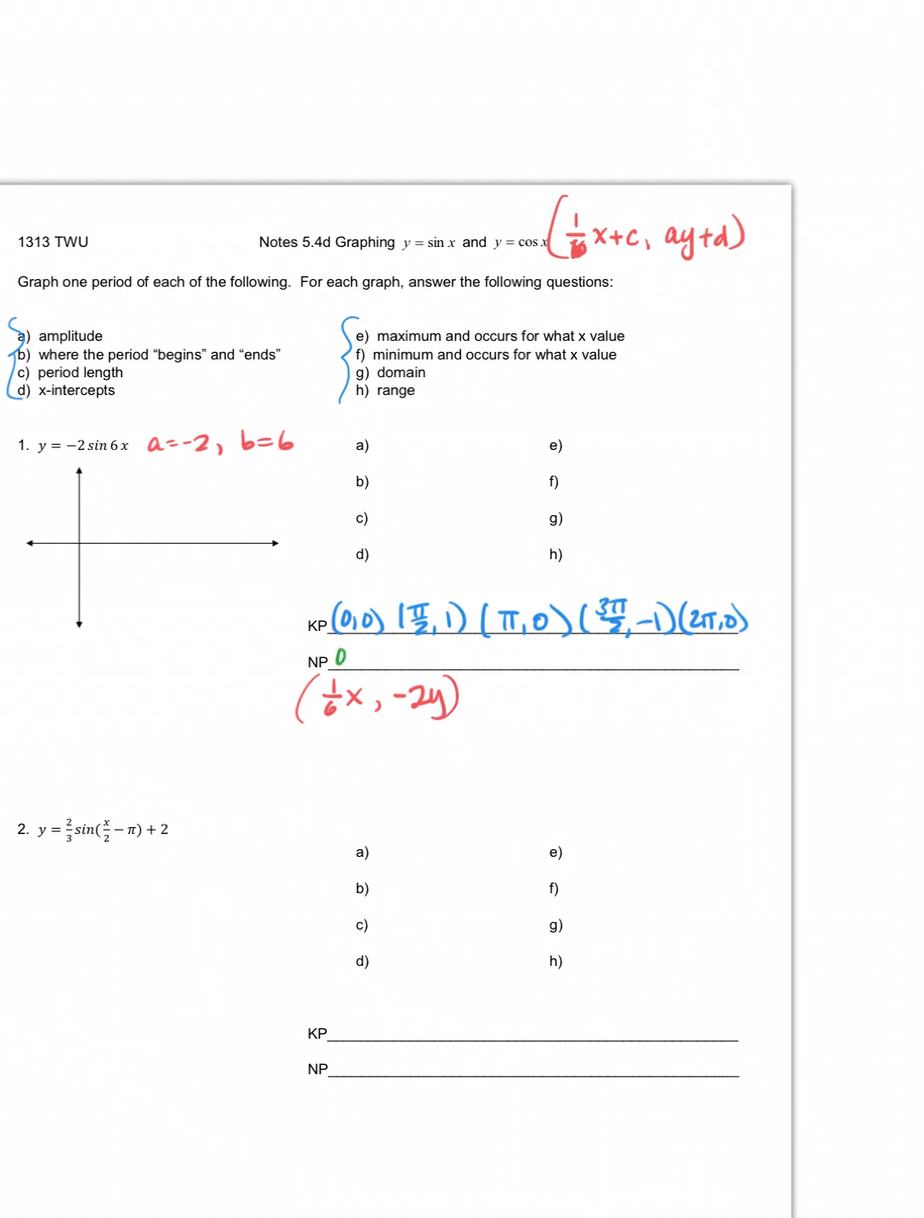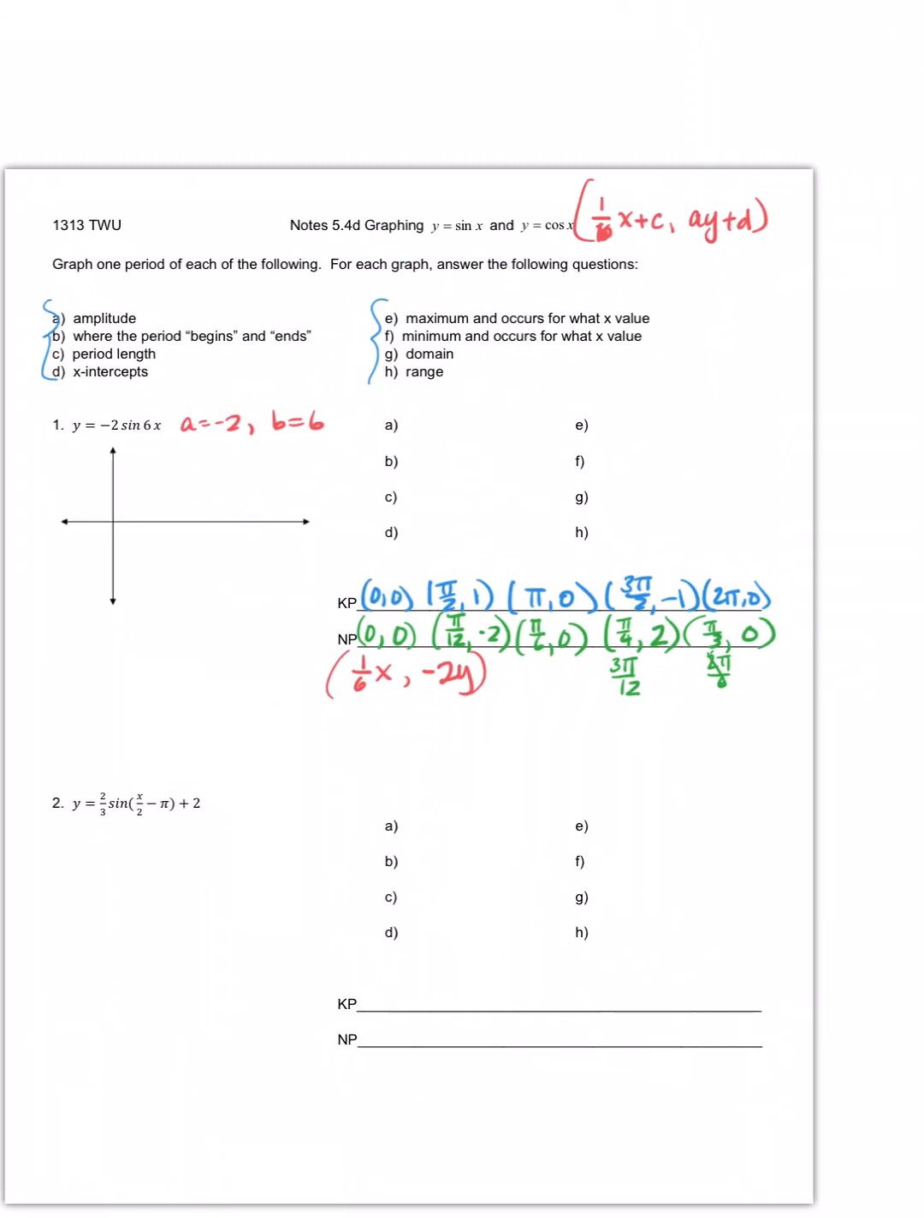1/6 times 0 is still 0. 0 times negative 2 is still 0. 1/6 times pi over 2 is pi over 12. 1 times negative 2 is negative 2. Pi over 6, 0. Then 3 pi over 12, which reduces to pi over 4, and becomes a positive 2. And then 2 pi over 6, which reduces to pi over 3, and back at 0.